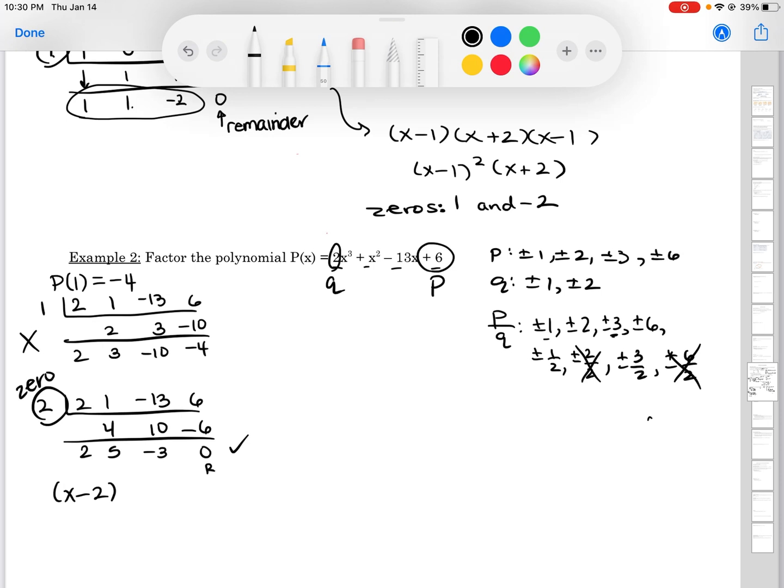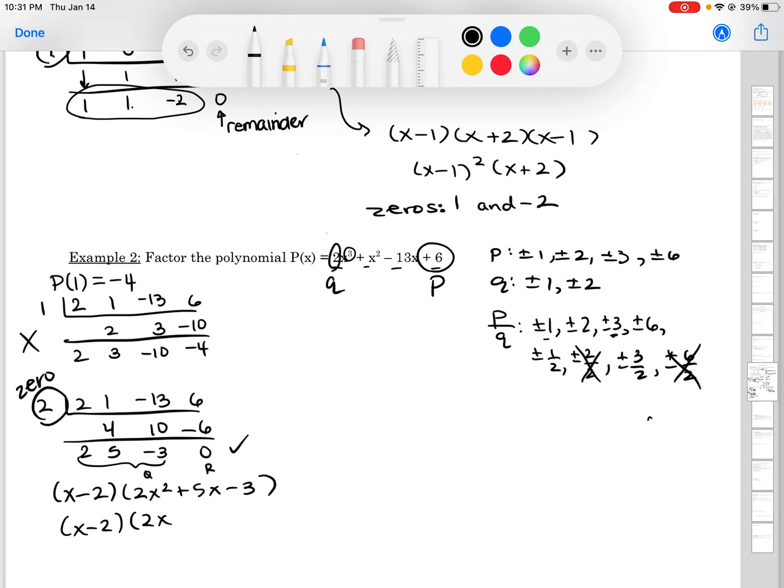This, remember, is my remainder. This is my quotient, so that can be 2. I go down a degree, so x squared plus 5x minus 3. If I can factor this by hand algebra-wise, I absolutely should. If I can't, I could keep going, but I can, right? I can definitely factor this.